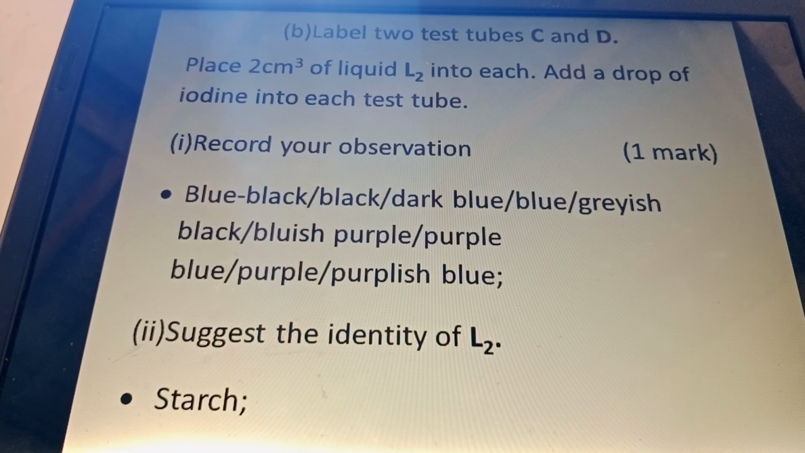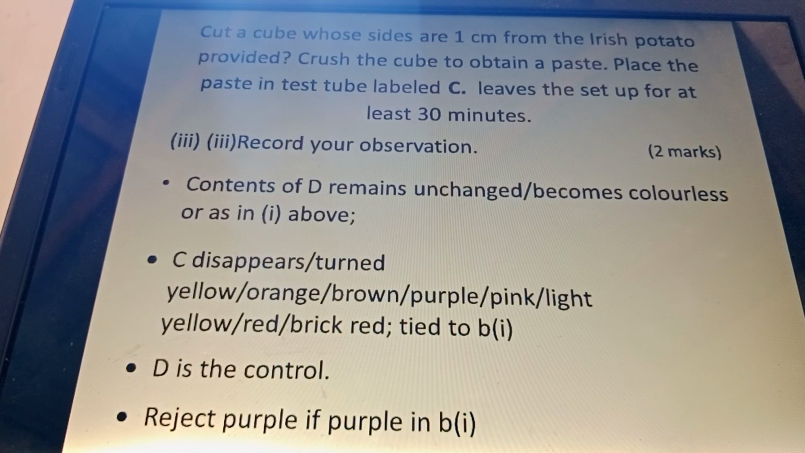Suggest the identity of R2. R2 is nothing but starch because of the blue-black result. Cut a cube whose sides are 1 centimeter from the Irish potato provided. Crush the cube to obtain a paste. Place the paste in test tube labeled C. Leave the setup for at least 30 minutes.